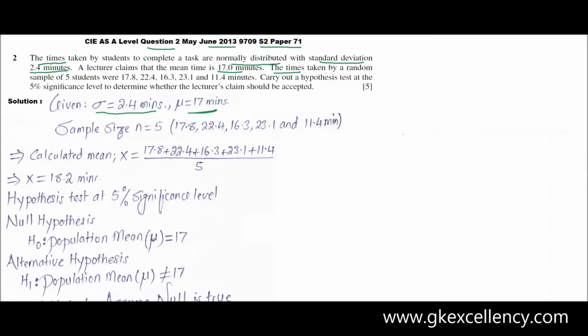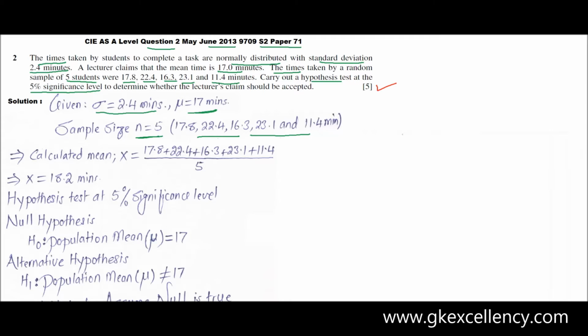The times taken by a random sample of 5 students were 17.8, 22.4, 16.3, 23.1 and 11.4 minutes. Carry out a hypothesis test at 5% significance level to determine whether the lecturer's claim should be accepted. This question carries 5 marks.